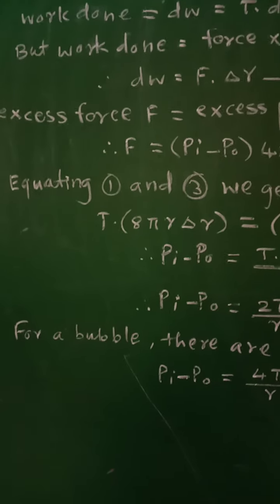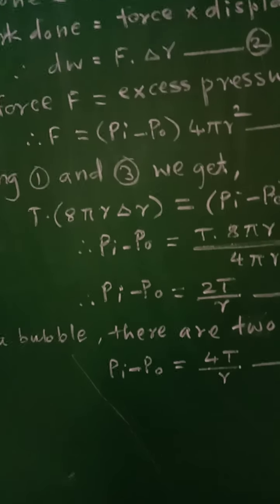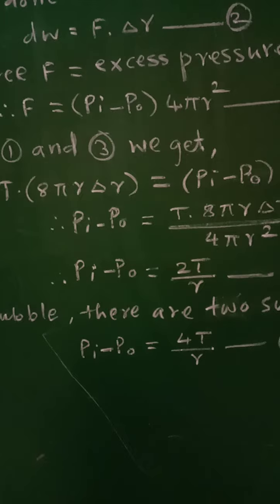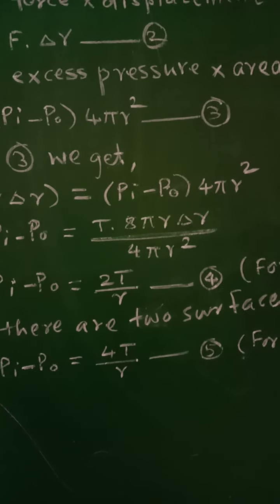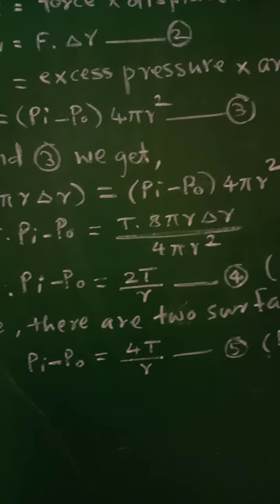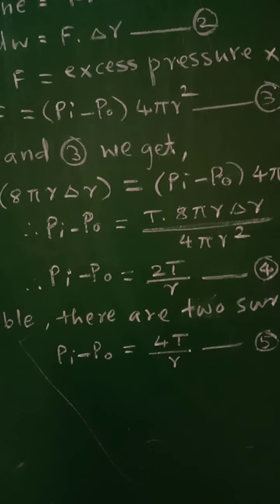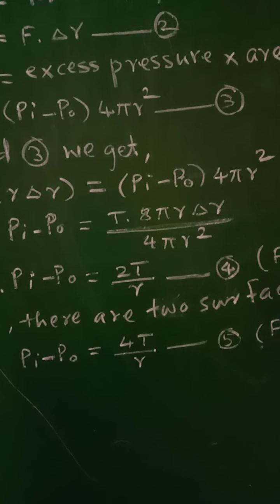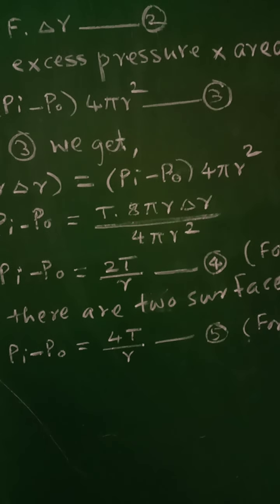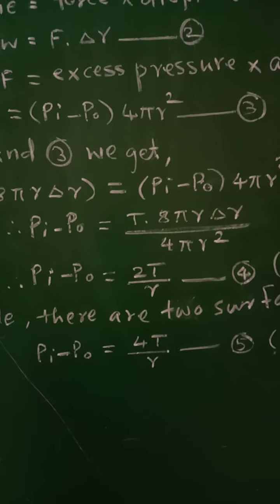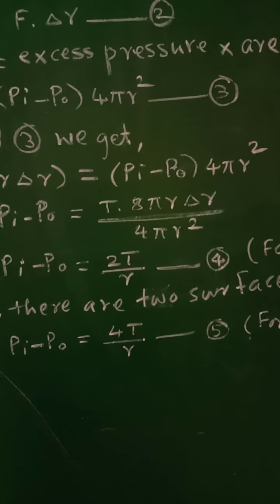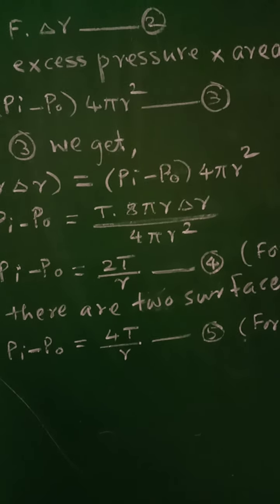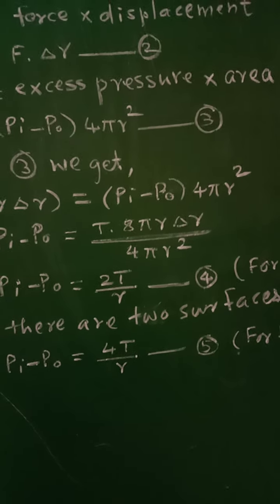Then equating equation 1 and equation 3, we can write T into 8 pi r delta r equal to Pi minus Po into 4 pi r square. Therefore Pi minus Po will be equal to T into 8 pi r delta r upon 4 pi r square. Therefore Pi minus Po equal to 2T upon r, equation number 4. This gives the excess pressure for a liquid drop.